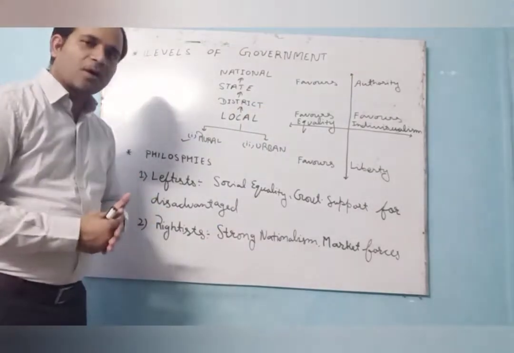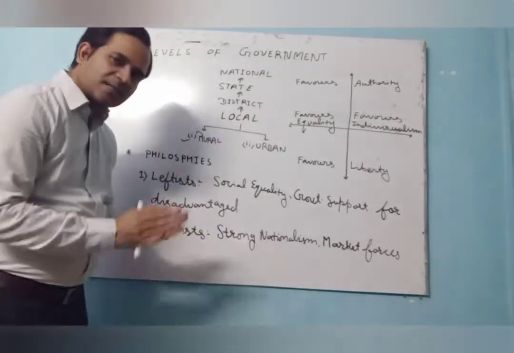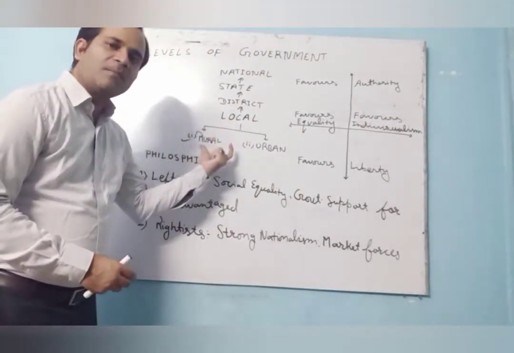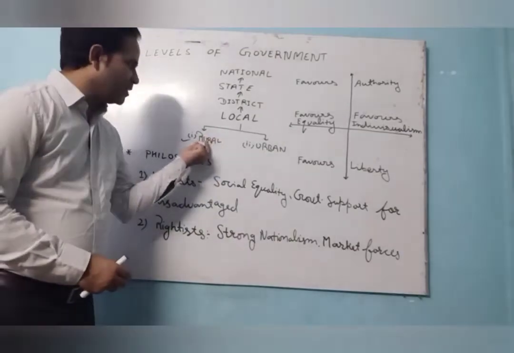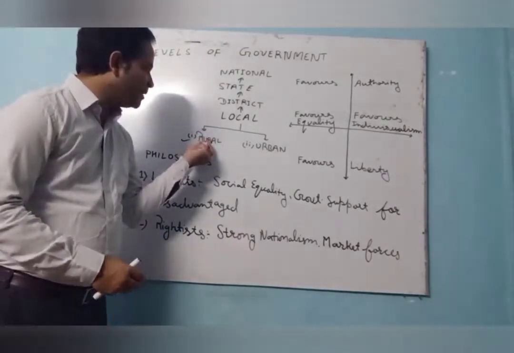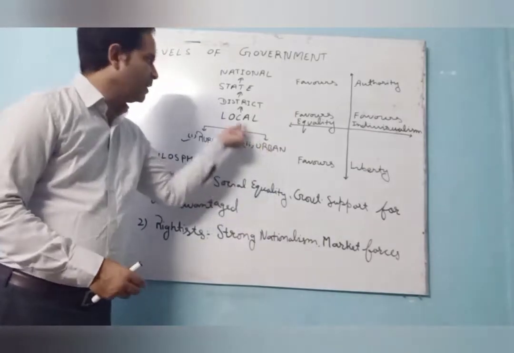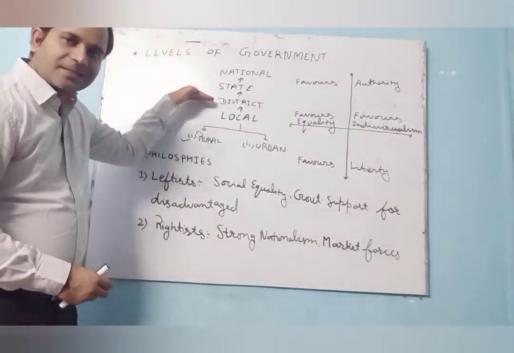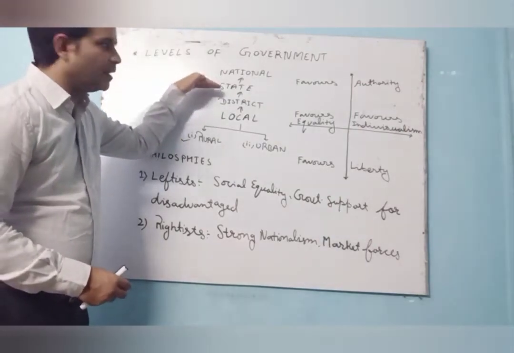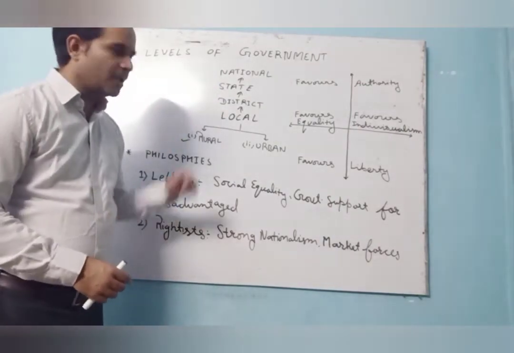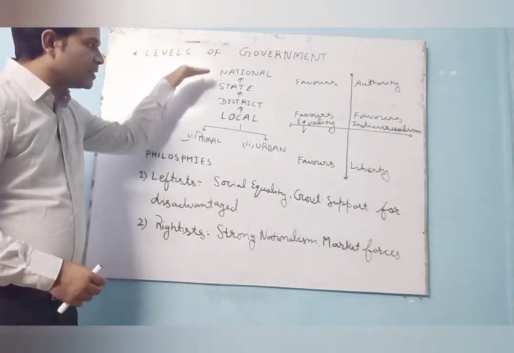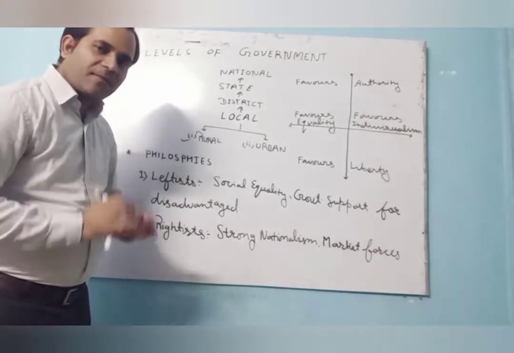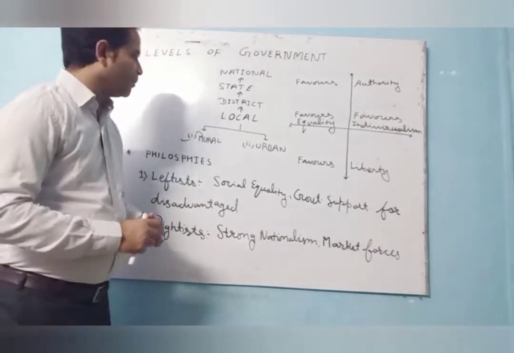So what are the levels of the government? First, the grassroots level of the government, that is local self-government. This local self-government has two parts: one is the rural government and the second is urban government. When we go above local self-government, we go to the district level, then the state level, then the national level of government. These are all the levels of government which work for each and every person in a democratic country.